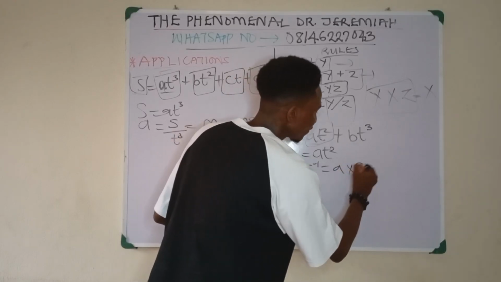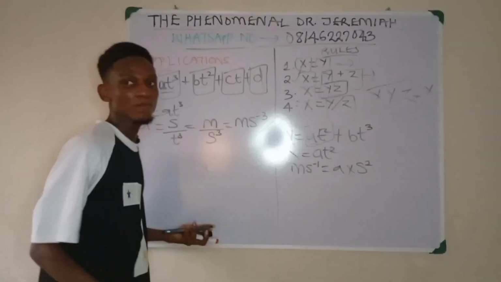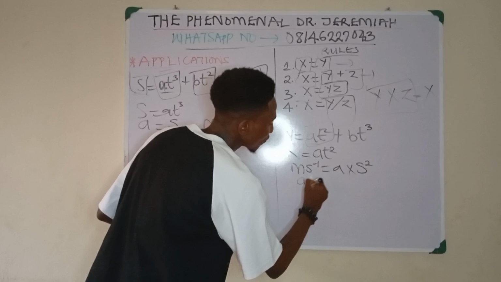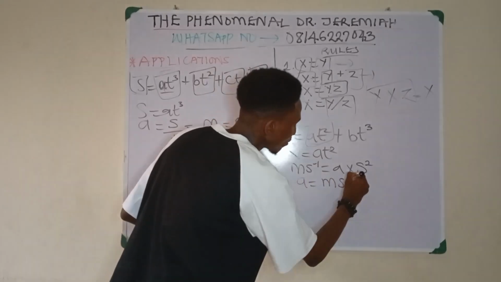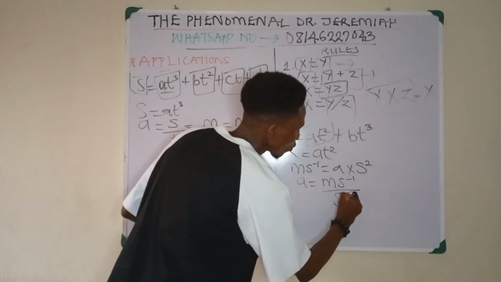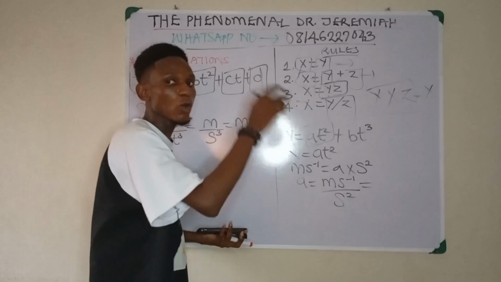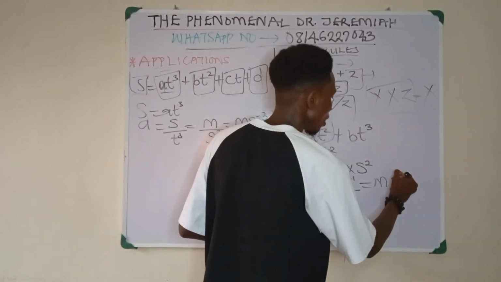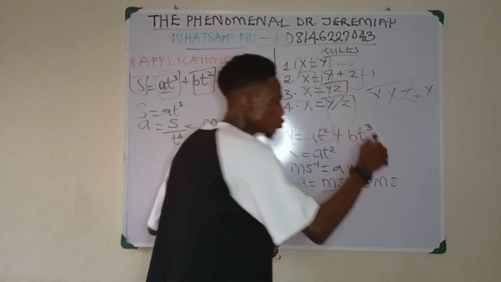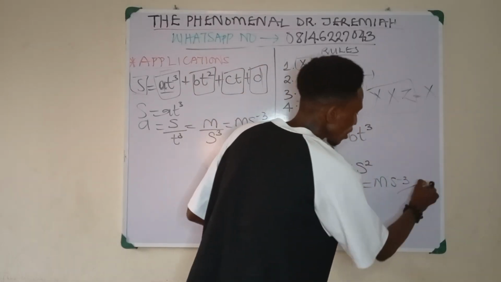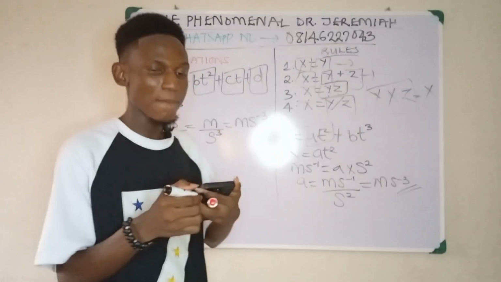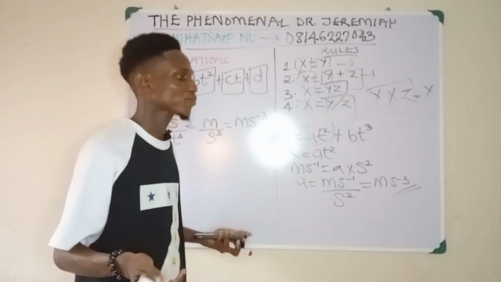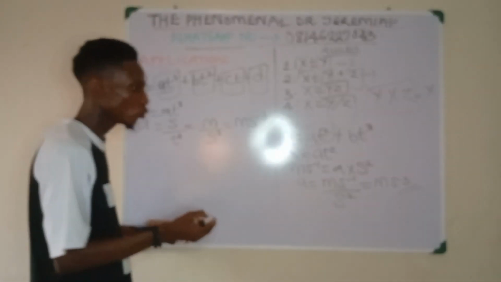But we know that the unit of time is seconds. So we're going to have S squared. Now make A the subject of the formula. We're going to have ms raised to power minus 1 over S squared. If you bring S squared up, we're going to have ms raised to power minus 1 minus 2. We're going to get minus 3 as your answer. So A equals to ms raised to power minus 3. Now let's quickly do for B also.